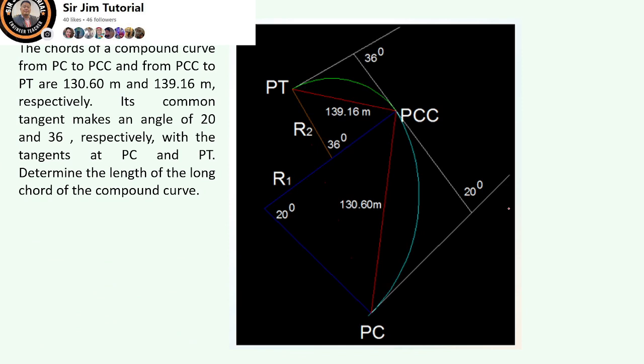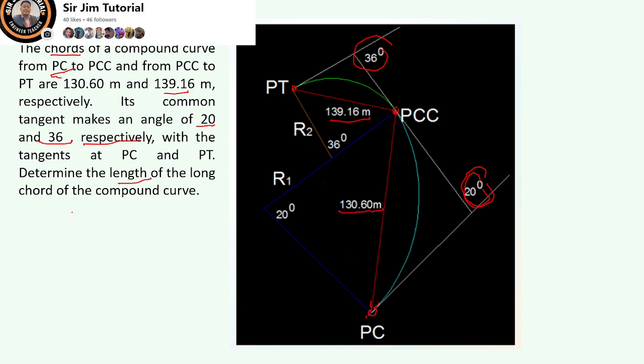Okay, another one. For example, you have here the chords of a compound curve from PC going to PCC, and then from PCC to PT. So what are these chords? They are the straight lines from PC to PCC and PCC to PT. So the straight line from PC to PCC is 130.6, and the straight line from PCC to PT is 139.16. It's given here. Its common tangent makes angles of 20 degrees and 36 degrees, respectively, starting from PC. So the common tangent makes 20 degrees for the first one and 36 for the second one.